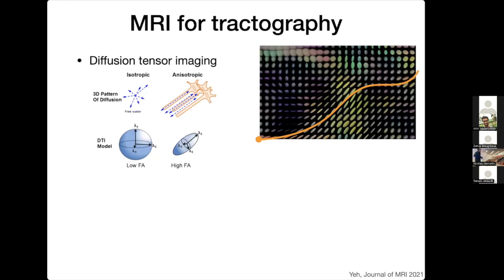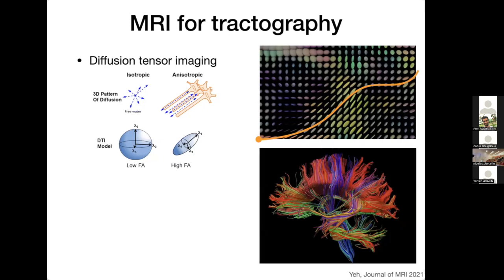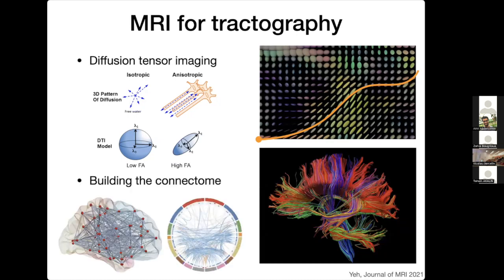So you get these tensor images with these average diffusion orientations, and placing a seed area, you can trace with a numerical method the axons between brain areas, and you get maps like this, which are kind of maps of the connections between all brain areas. And this forms what we call the connectome, right? The big map of all connected brain areas. But this is still anatomical.